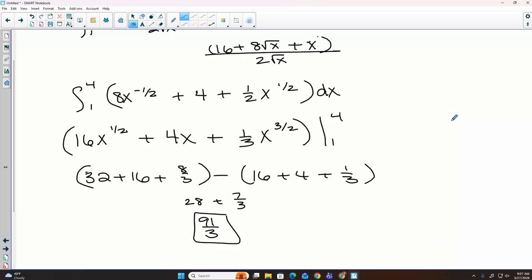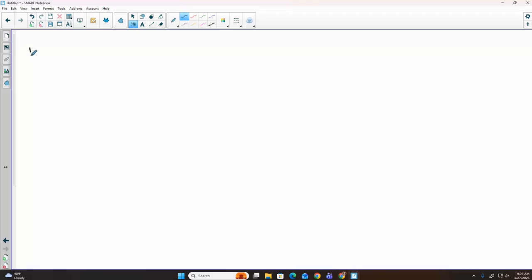Is there anything else on that first page? Second page, question number 11. This one was a little bit tricky.